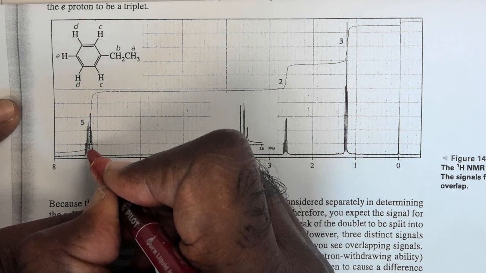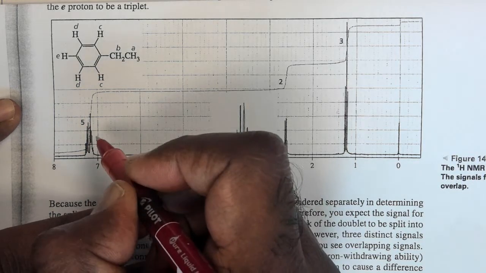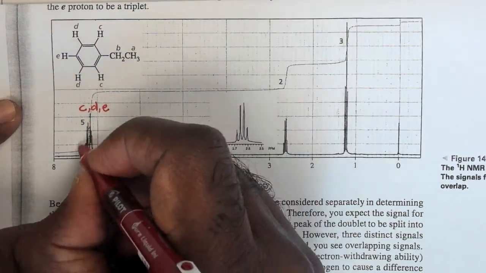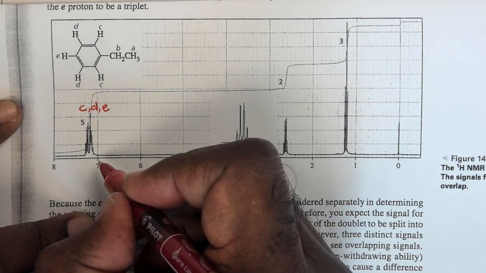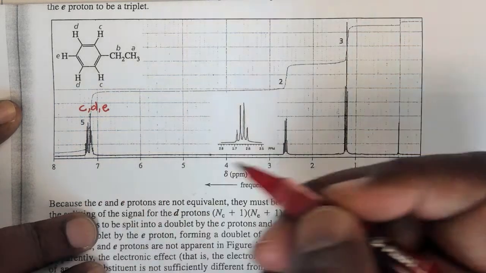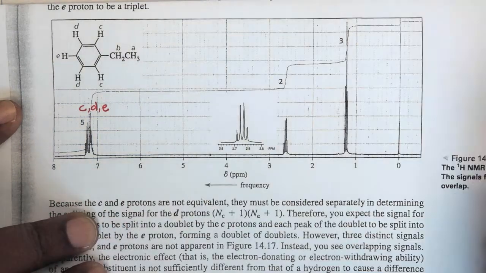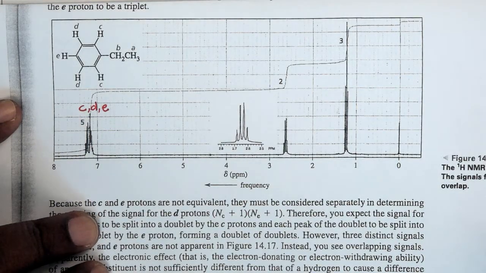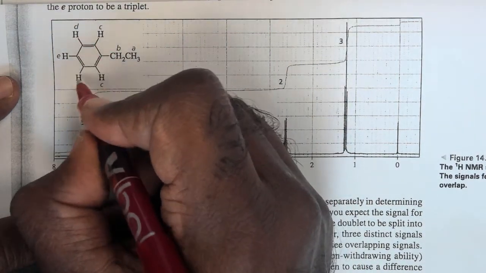Because all the lines are so close together, I can't really differentiate and say which is C, which is D, and which is E here. So I can just say C, D, and E are in this region of the NMR spectrum. They are in a typical region for aromatic protons between 7 and 7.4. Normally we can get them from around 6.9 to about 7.8 or so. So this whole region here, we can see aromatic proton resonances. We can't differentiate them in this case because they're too close together.